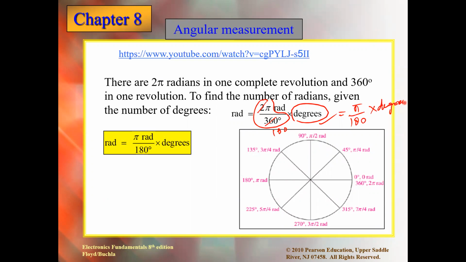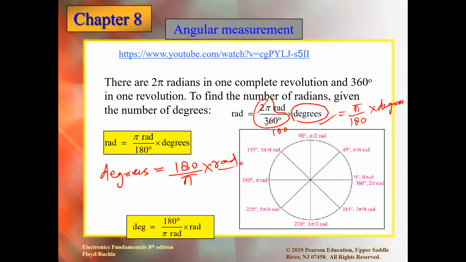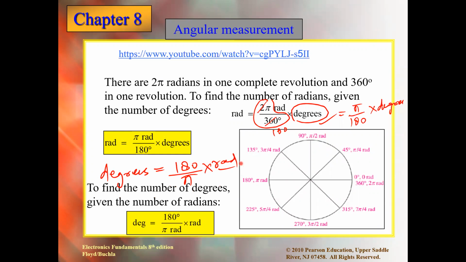Also, guys, vice versa is possible. We can ask you how many degrees there are for the given radians. All right, no problem. You can say 180 over pi multiplied by radians. So vice versa is also possible. Degrees is equal to 180 over pi times radians.